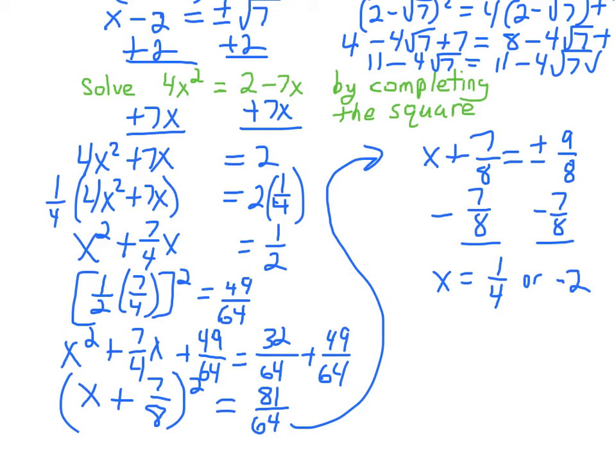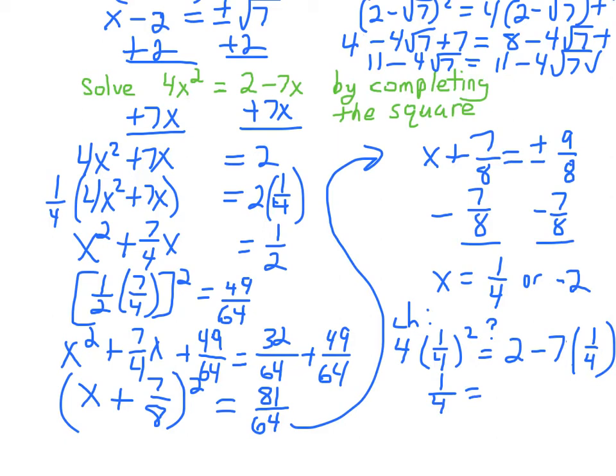Actually, these are pretty easy to check, so I'm going to check these without using my calculator. So I'm going to go with 4 times 1/4 squared. Does that equal 2 minus 7 times 1/4? So this is 4 times 1/16, so that's equal to 1/4, and this is 2, or 8/4 minus 7/4, so that also equals 1/4, so that checks.